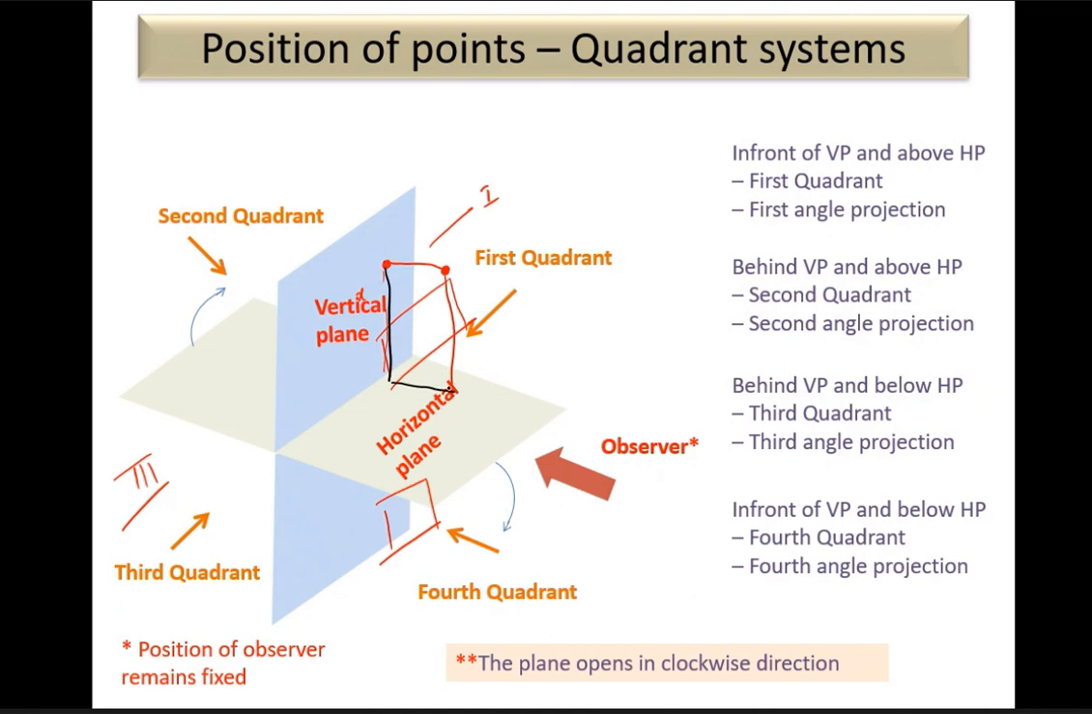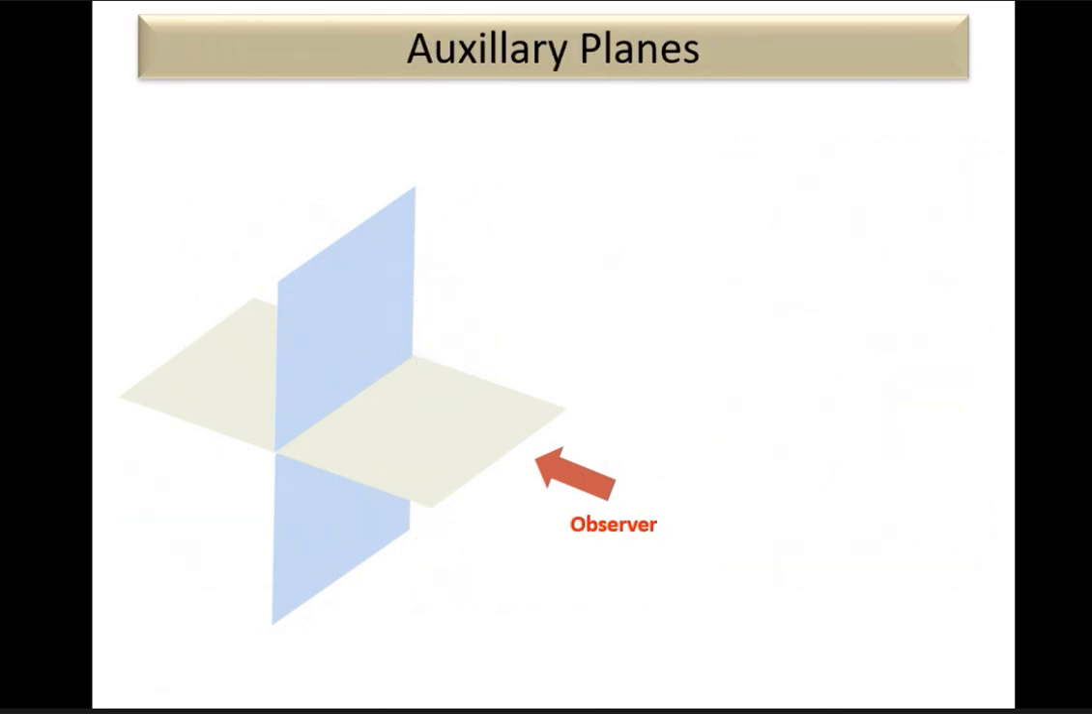And how are we going to open it? We open the horizontal plane in the clockwise direction. Things will be more clear when we move ahead in this particular field. So here you can see there are additional planes called auxiliary planes, and like this we have the right profile plane.